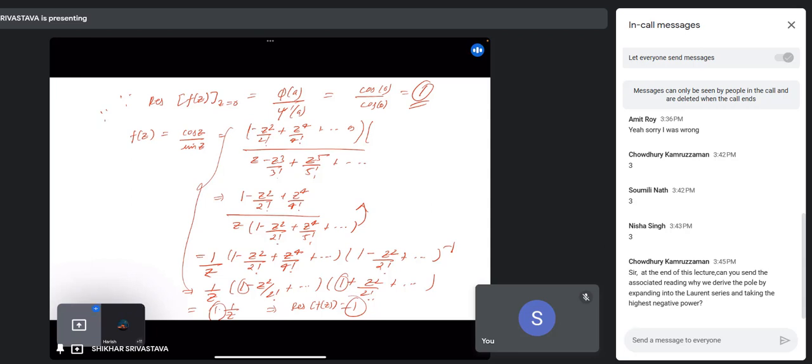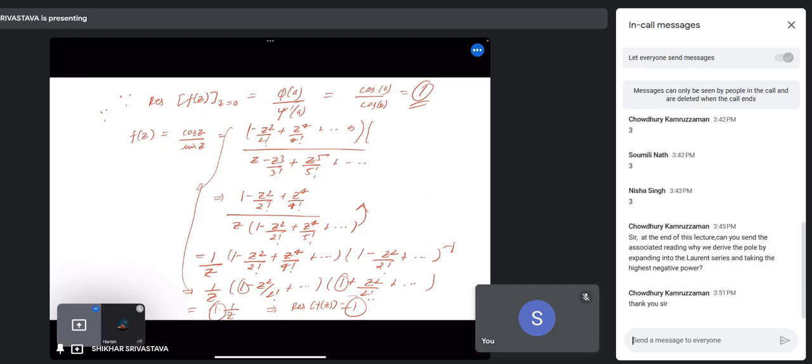Okay, Chaudhary sir, at the end of the lecture, can you send the associated reading on why we derive the pole expansion from the Laurent series taking the highest negative power? Okay, sure, I will do that. I will find some and share that PDF or whatever I get. I will share that. This question is clear? Yes, sir. Okay.